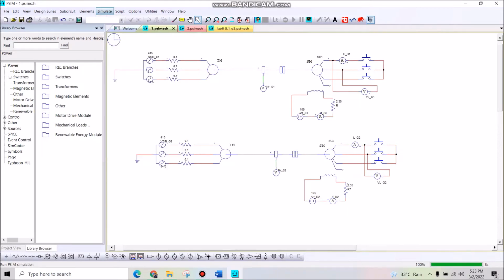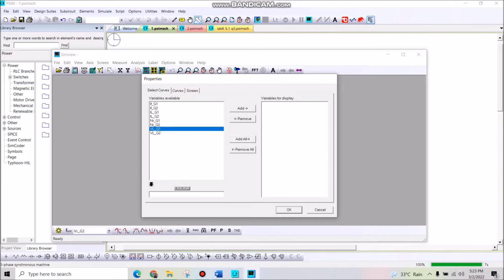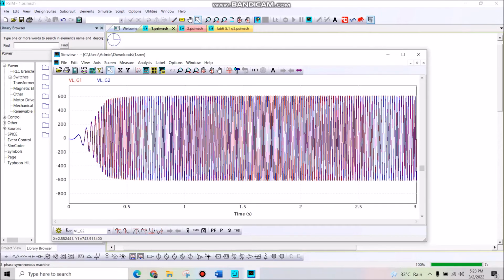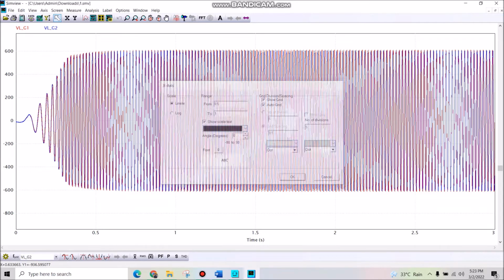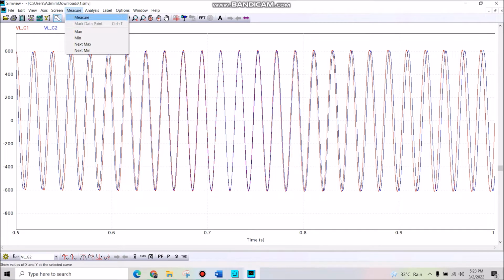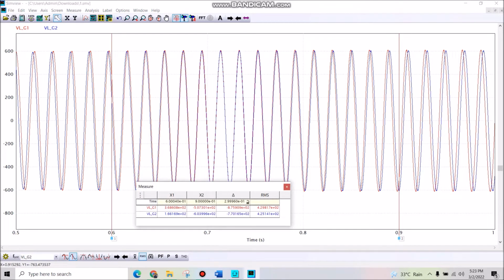and simulate. So that we get the RMS value for G1 and G2, which is here. So it needs to be 0.5 to 1 second. Okay, so the RMS value for G1 is 4.298, and G2 is 4.25.